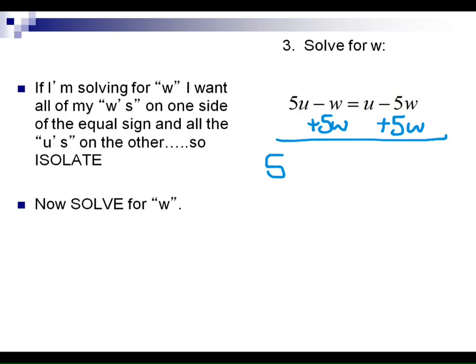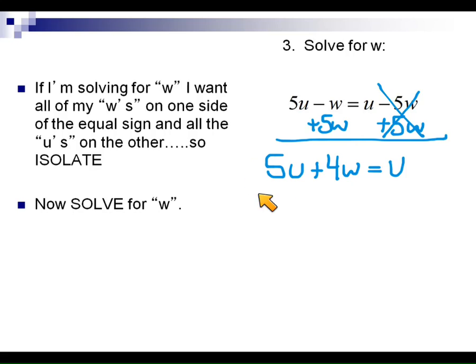I still have 5u over here. I have negative 1w plus 5w is positive 4w equals, I still have this u here, and then negative 5 plus 5 is 0, which is what I wanted because that goes away. Again, I'm trying to get the variable w by itself. Remember, this 4 is going to be the last thing I undo, because we call that the family. It's the closest thing to it. That's the last thing we undo.